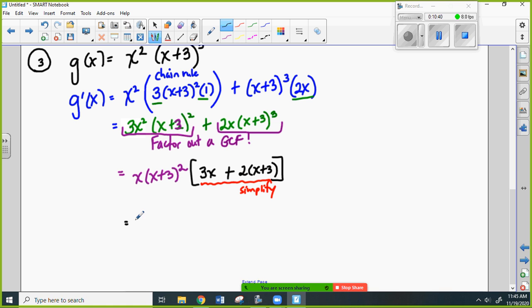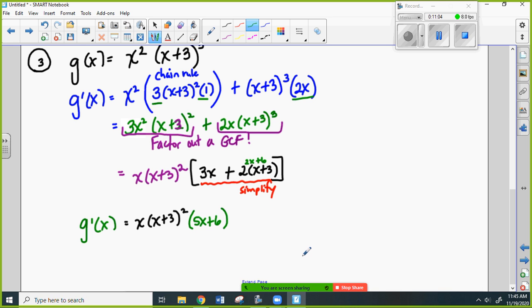So I have an x, I have an x plus 3 squared, and let's see, that's going to be 2x plus 6. And so when I add like terms, I'm going to get a 5x plus 6. And so that is my derivative, my final simplified answer.